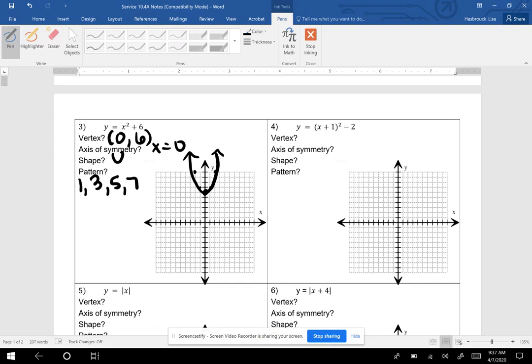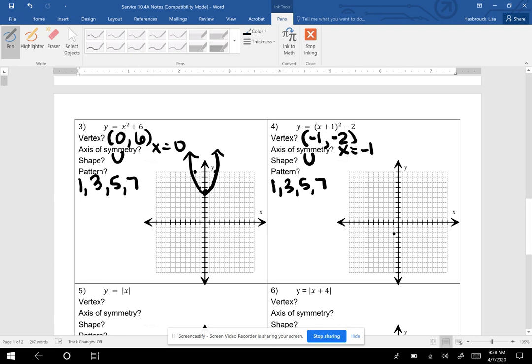For number 4, y equals x plus 1 squared minus 2. So for our vertex, remember that x value, we use the opposite. So it's going to be negative 1, comma, y value stays the same, so it's a negative 2. Axis of symmetry is x equals negative 1. I cannot stress enough, you need to make sure you have the x equals. It's squared, so it's a parabola, which means it's U-shaped, and it's a 1, 3, 5, 7 pattern.